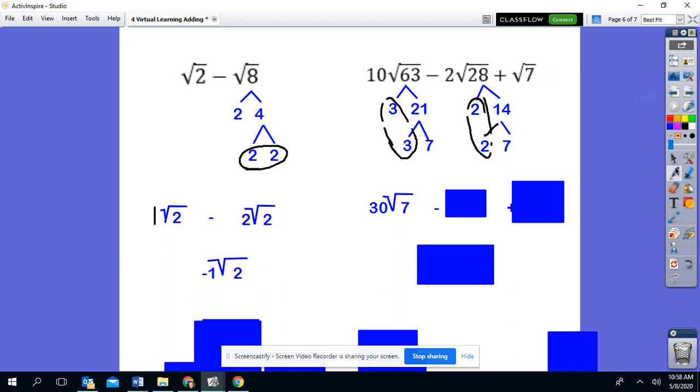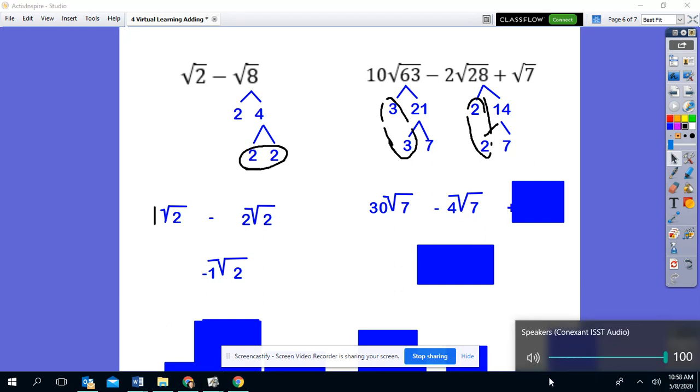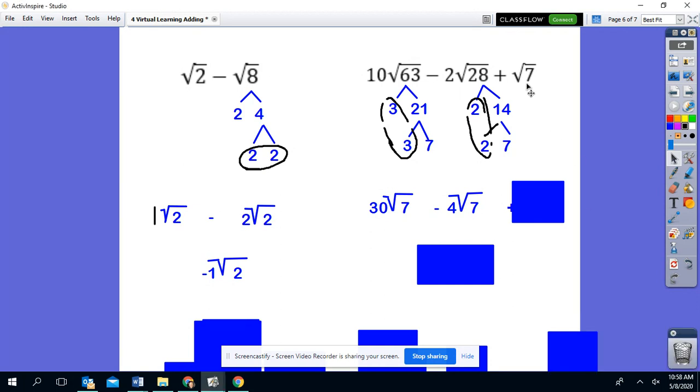The 2 is going to go on the outside. Well, there's already a 2 on the outside, so we need to multiply. So 2 times 2 would be 4. And the number we didn't circle was that 7. Okay, so we need to look at our last term there. It was the square root of 7. That can't be simplified, so I'm just going to bring that down.